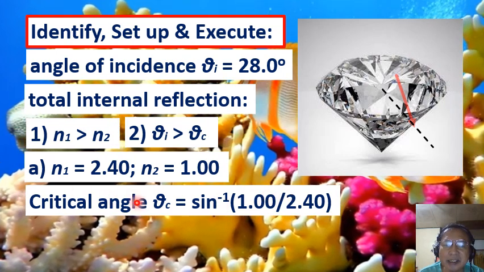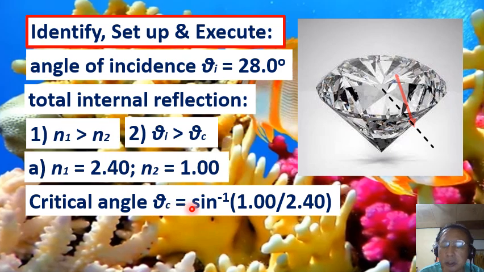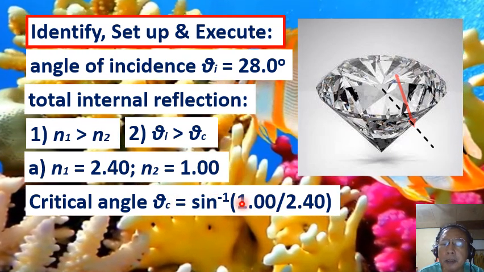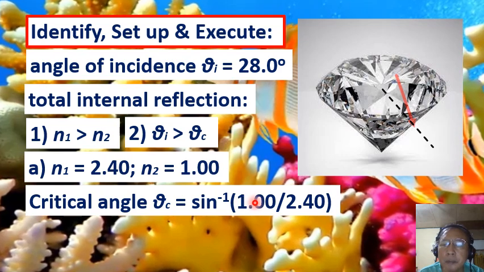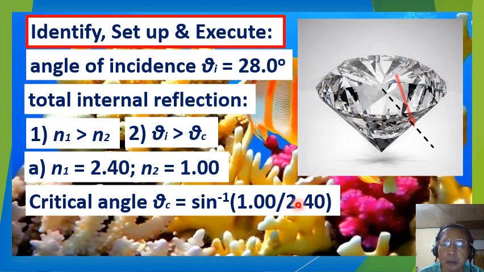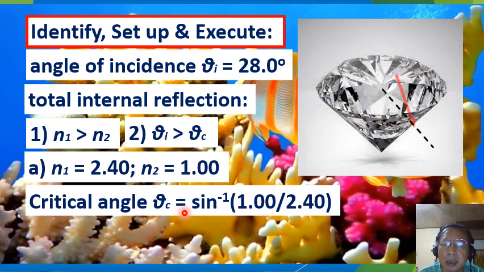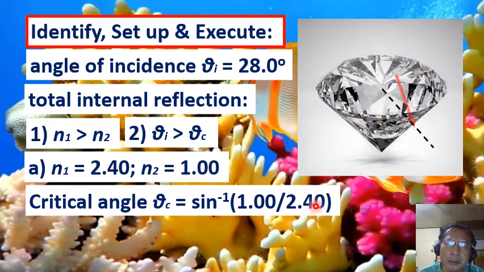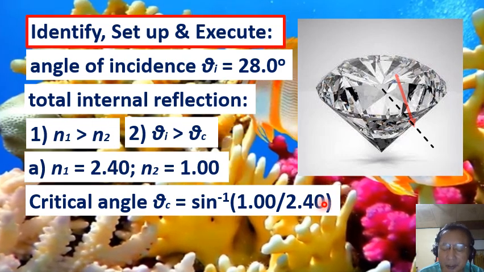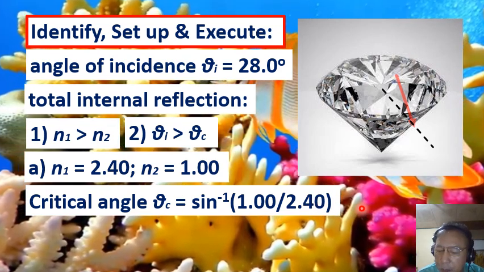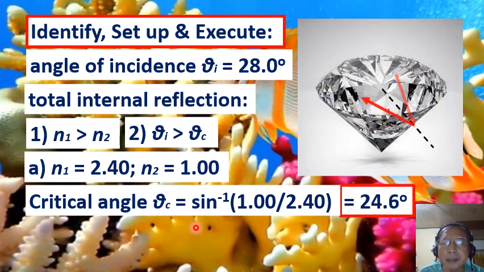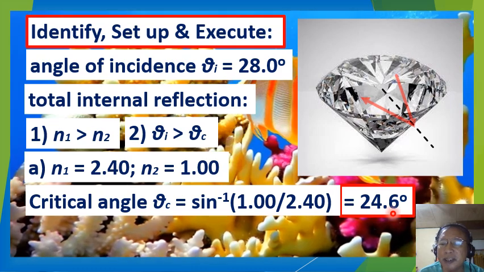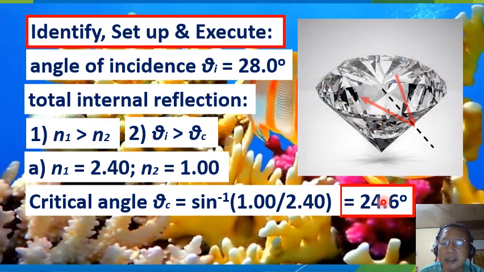And the formula is the critical angle is just equal to the arc sine of the quantity index of refraction of air over the index of refraction of diamond. That is arc sine of quantity 1.00 over 2.40. So using your scientific calculator, we find that the critical angle of diamond relative to air is equal to 24.6 degrees.